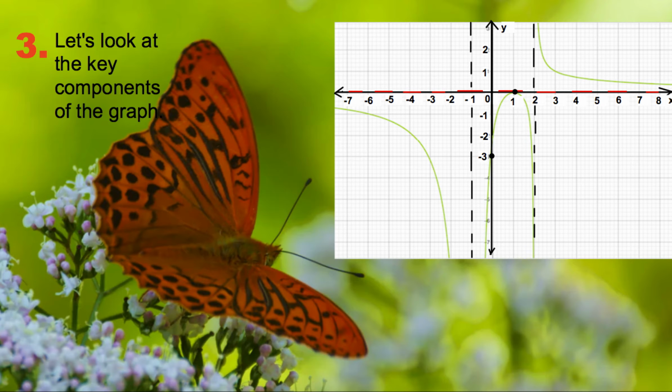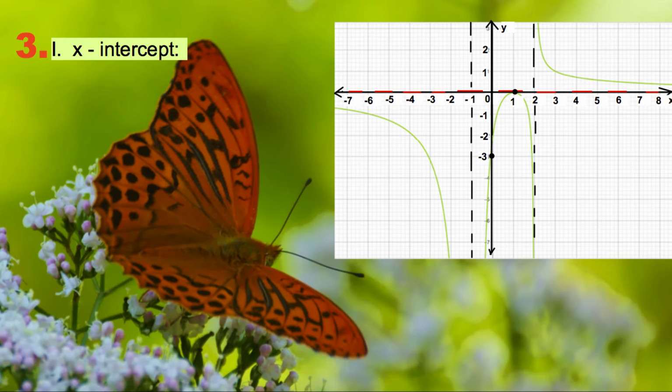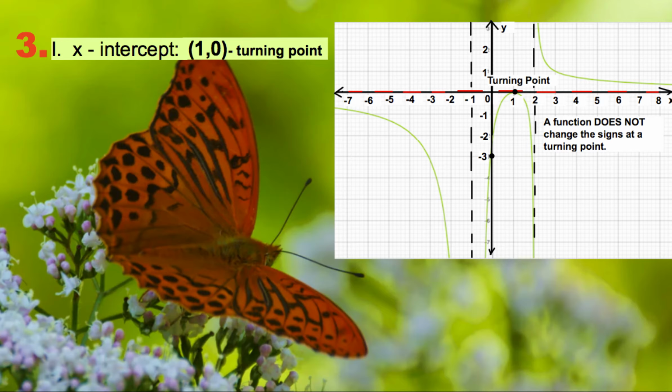Question 3. Let's look at the key components of this graph. X-intercept at point of coordinates 1, 0, which is a turning point on this graph. A function does not change the signs at a turning point. It remains negative around the vicinity of this turning point. The function is negative before 1 and after 1.